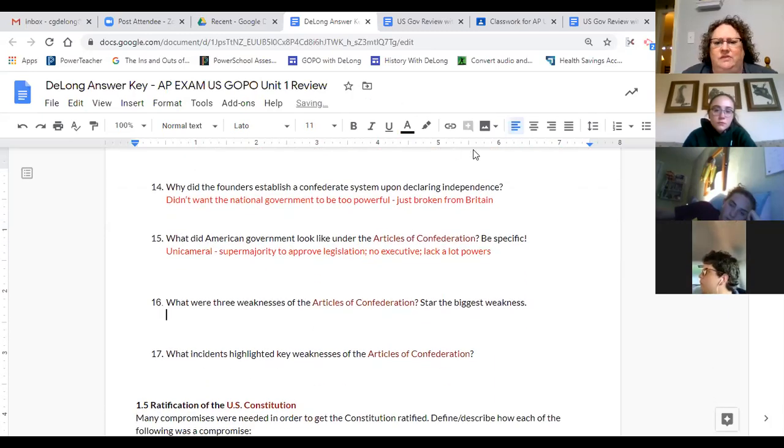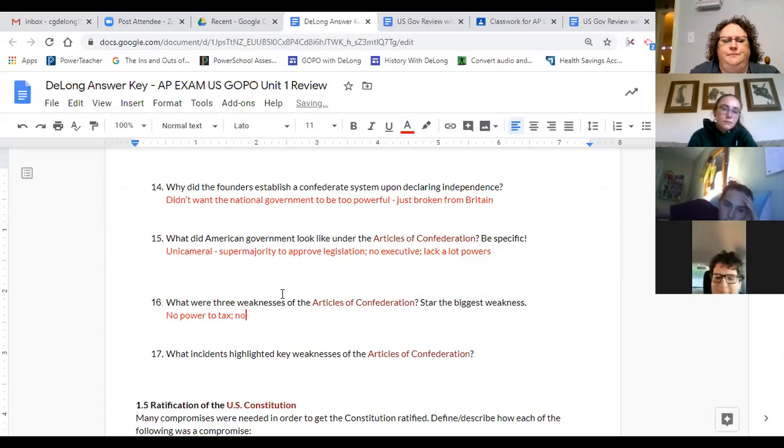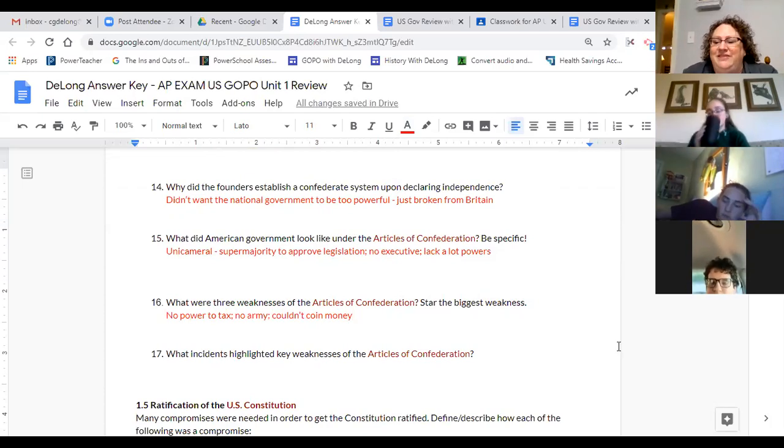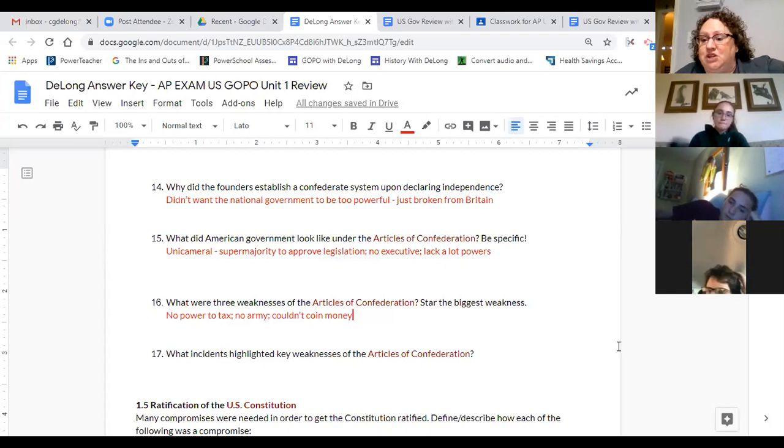All right, so let's do those weaknesses. You guys tell me those. Any US history kid could tell us this. What are the Articles of Confederation weaknesses? A bad tax system. All right, no power to tax. No army. They couldn't even coin money. They didn't even have the power to coin money. Basically, you could always ask for volunteers for your army, and you could ask for money to be donated, but they don't have any of these powers. And this is very difficult to run a government.